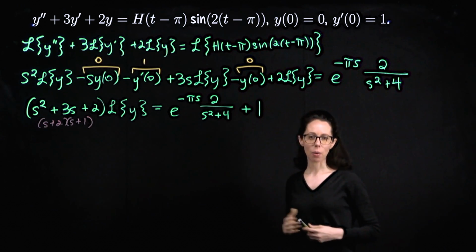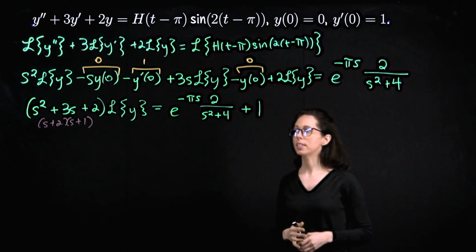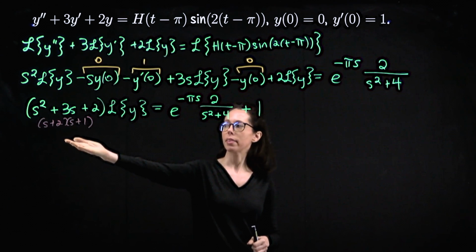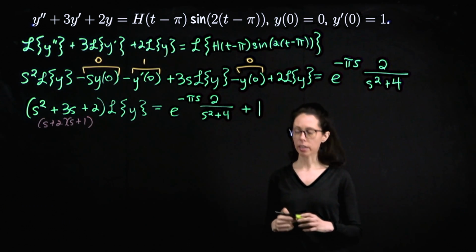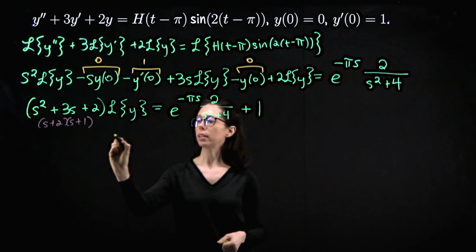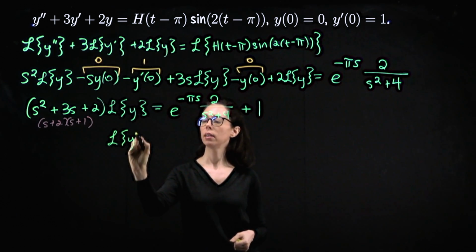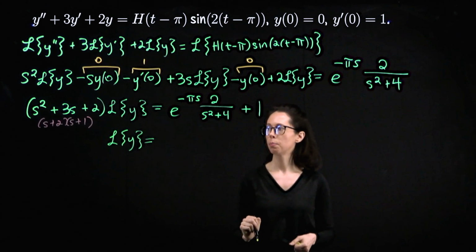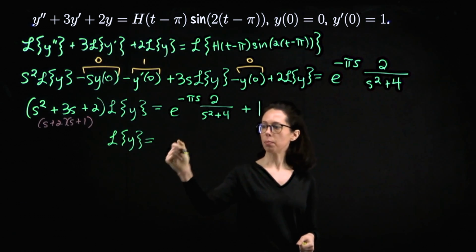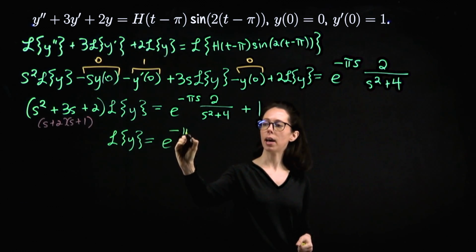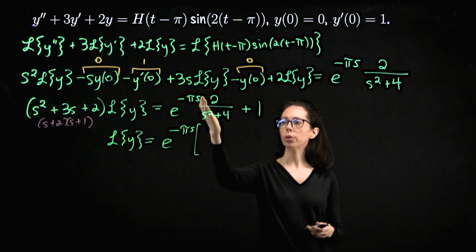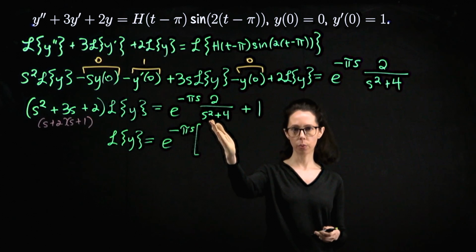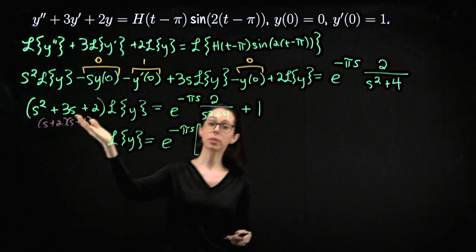But as I write that, instead of 1 divided by this whole expression, I'm going to go ahead and set it up for the partial fraction decomposition. So leaving the Laplace transform of y on the left, for this first term, I will write e to the negative pi s, and then we're going to have 2 divided by s squared plus 4 times s plus 2 times s plus 1.